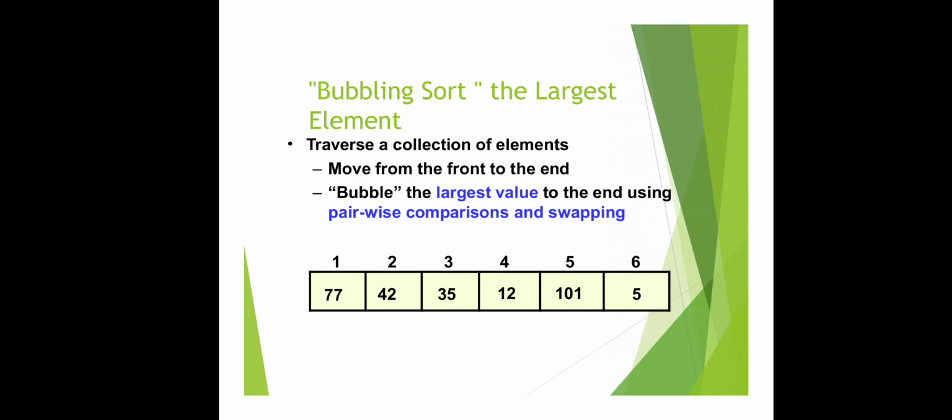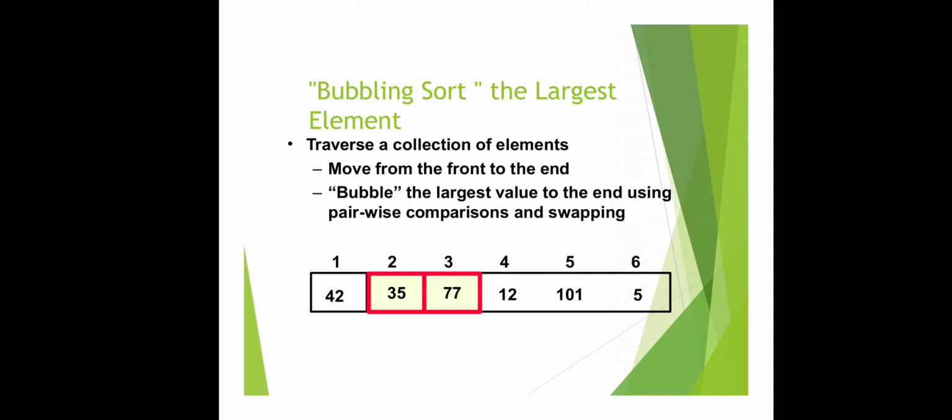When we have a collection of elements, first we need to traverse the collection, then move through the elements from front to end. Here are 6 elements. We traverse the list, compare the elements from front to end, and then swap them. First we compare 42 and 77. 42 is lesser than 77, so no changes are required in the list. Now let's move to the next two elements, 77 and 35.